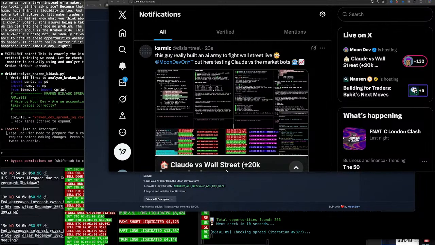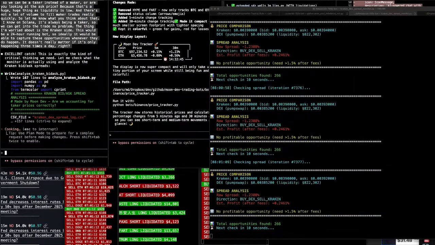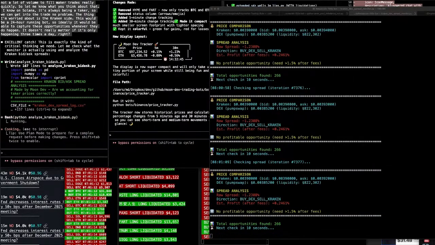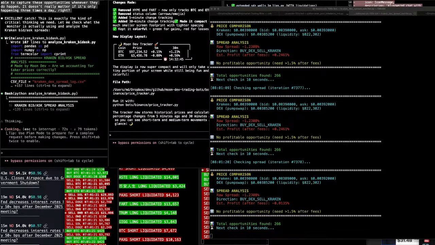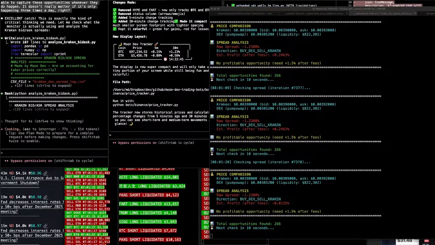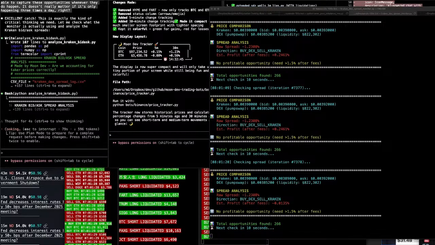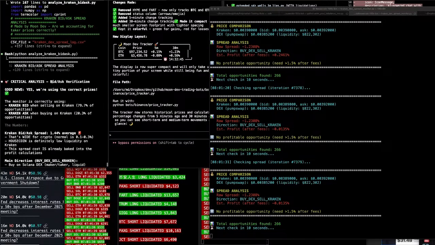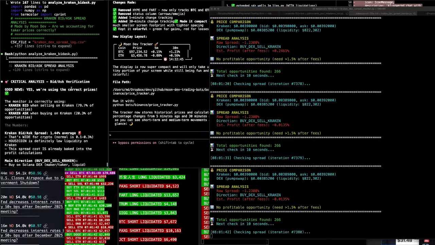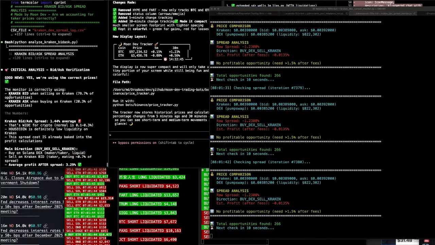All right, let's see what she builds here. Okay, let's go ahead and see here. Critical analysis, bid ask verification. Good news. Yes, we're using the correct prices. The monitor is correctly using Kraken bid when selling.